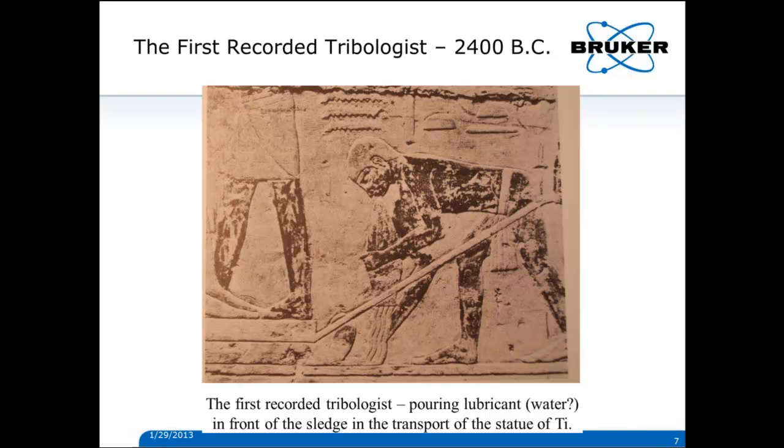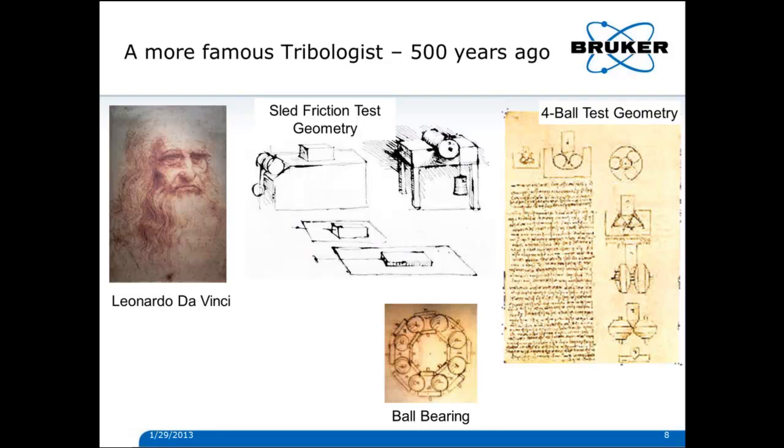A more famous tribologist from 500 years ago was the great inventor Leonardo da Vinci. And while he didn't publish his work in a technical journal, a refereed journal, he did leave some very good notes. And if we look here, we see some of his sketchings from his notebooks are indeed tests that are used to this very day. There's the ball test geometry and the sled friction test. He also designed a ball bearing.